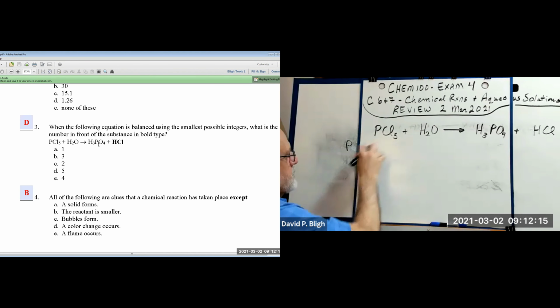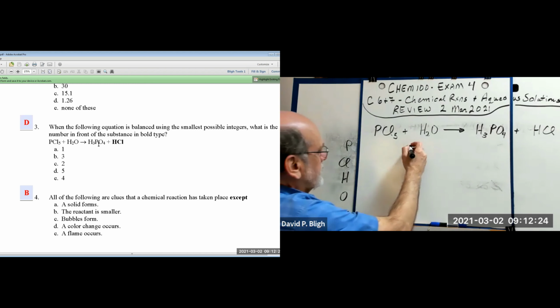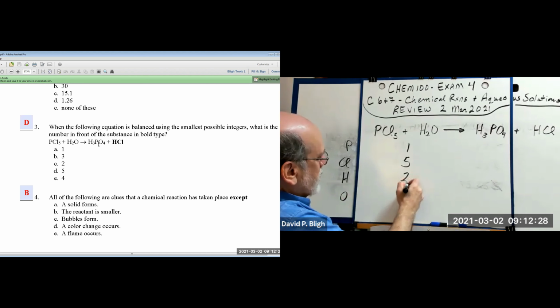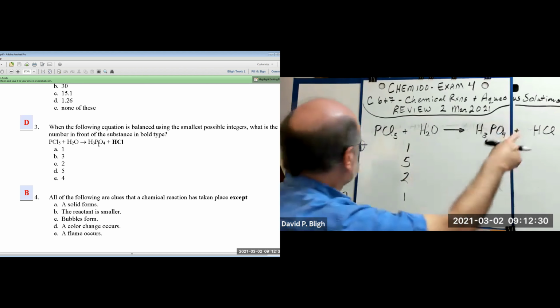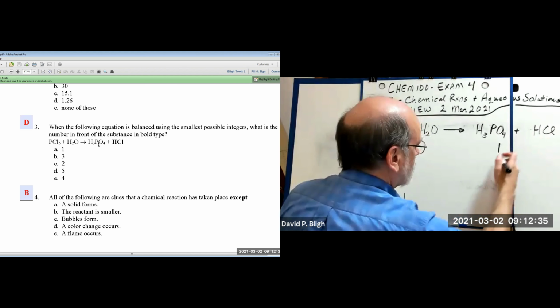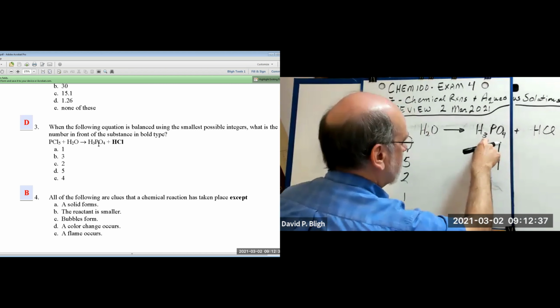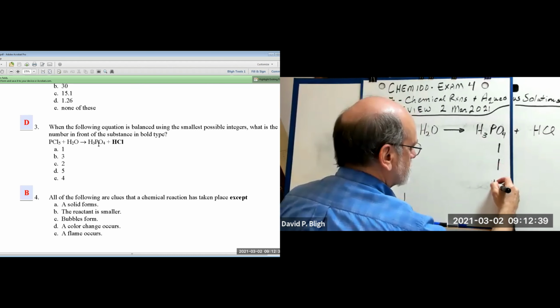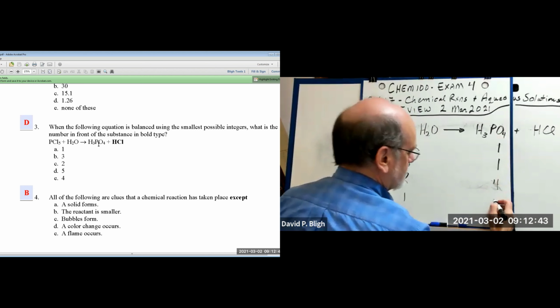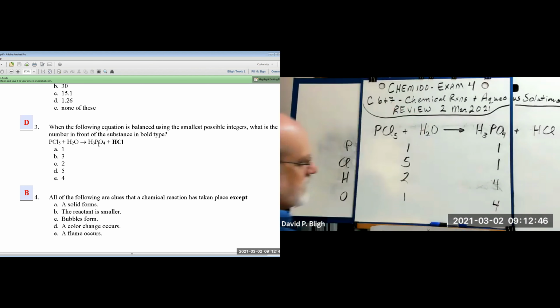We've got phosphorus, chlorine, hydrogen, and oxygen. So we do our initial tally. We have 1 phosphorus, 5 chlorines, 2 hydrogens, and 1 oxygen. And on this side, we have 1 phosphorus, we have 1 chlorine, we have 4 hydrogens, and we have 4 oxygens. Okay.